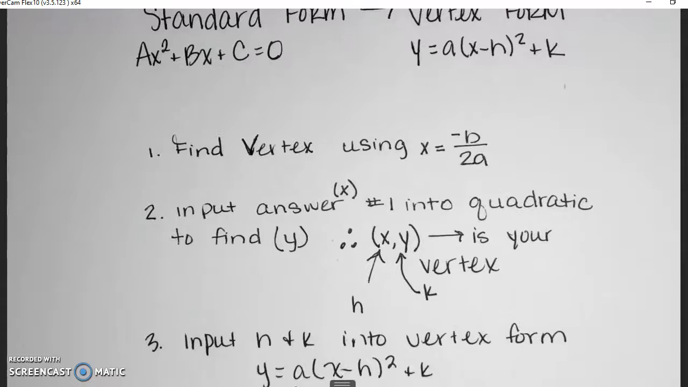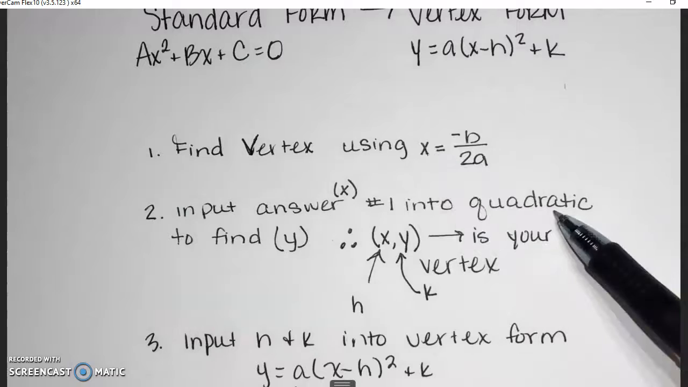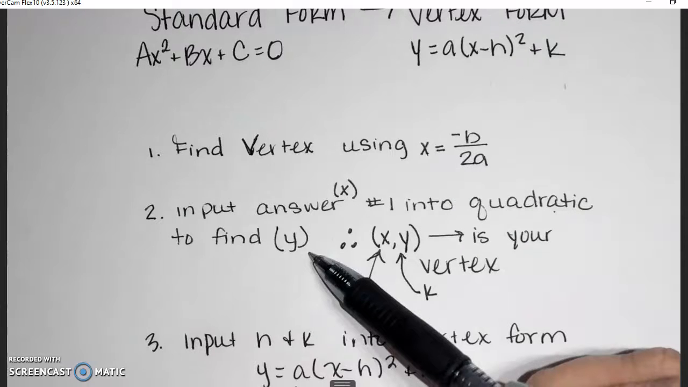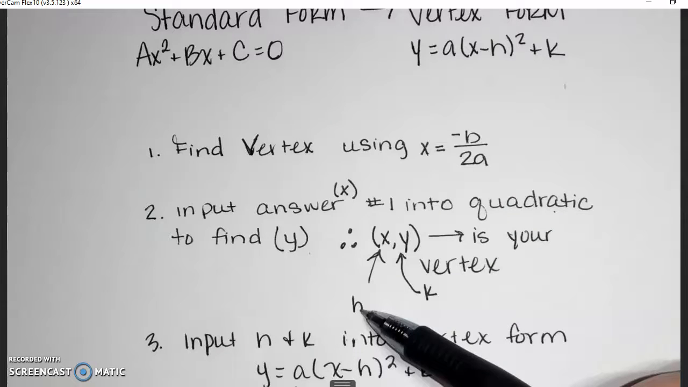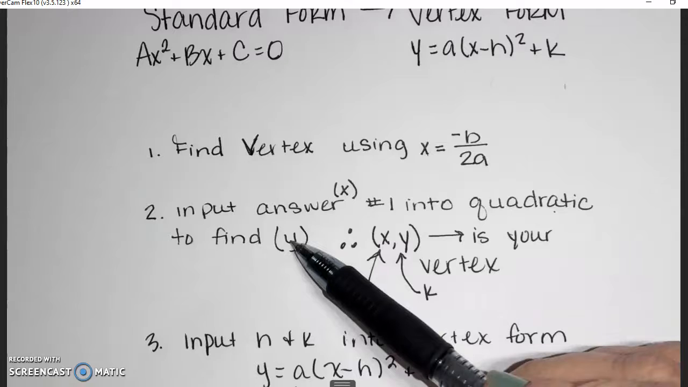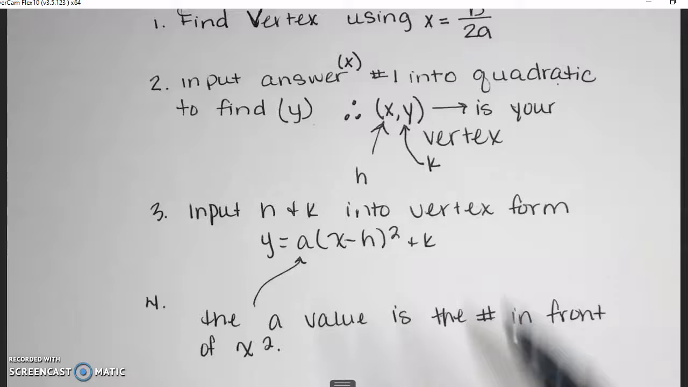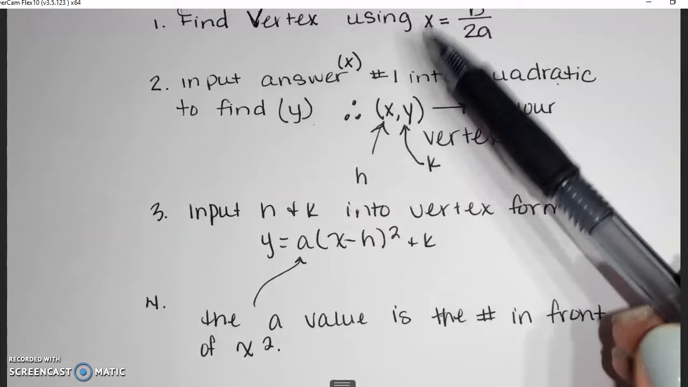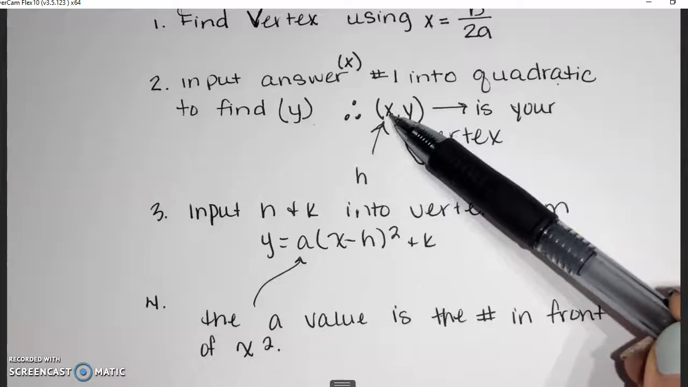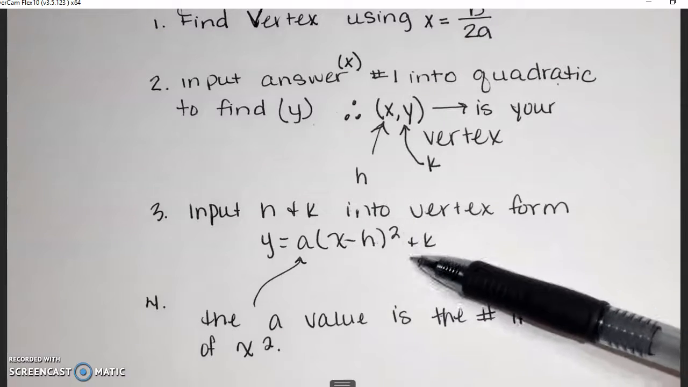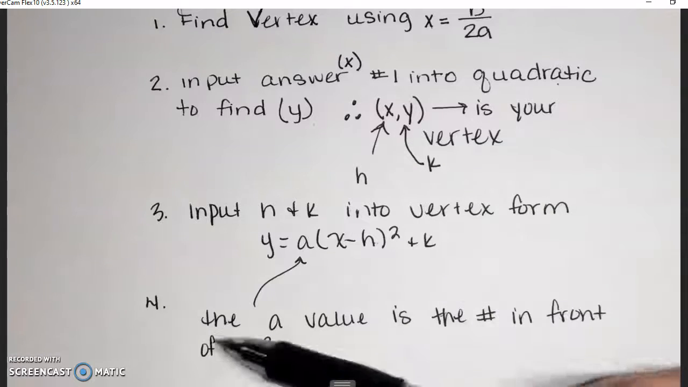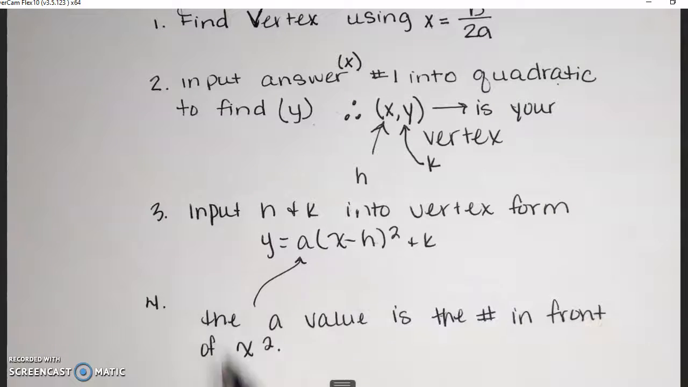Number 2, you want to input what you get from here into the quadratic that they give you so that you can find a y. What you got from number 1 is going to be the x of your vertex, or the h. And what you get from part 2 is going to be the y of your vertex, or your k. Then you're going to put it in the vertex form, y equals a times (x minus h). Remember, it's the opposite, so if this was positive 2, it'd be x minus 2. If it's negative 2, it'd be x plus 2, squared, plus k. Whatever k may be, you put here. Now we've got to think about this a value. It's really simple. All you have to do is look in front of your x squared term. That's the same value of a up here.